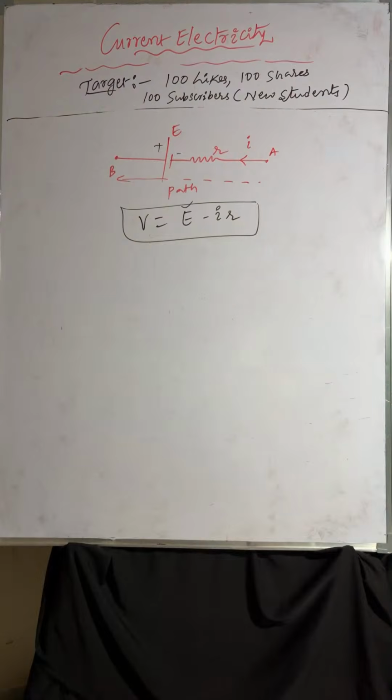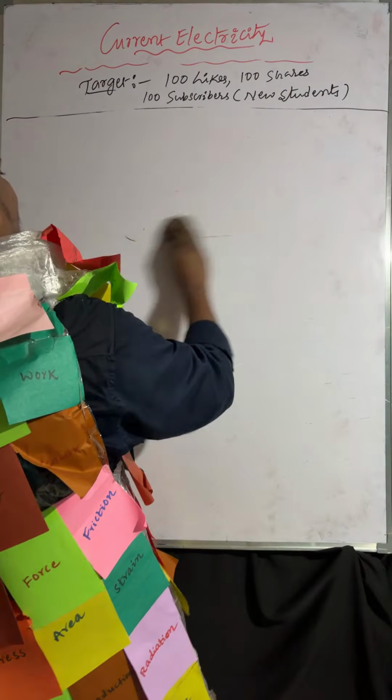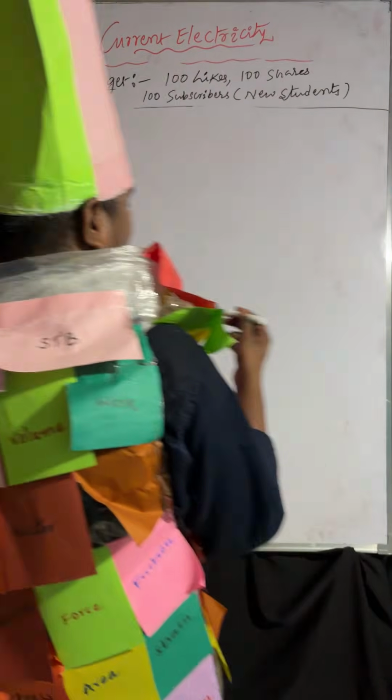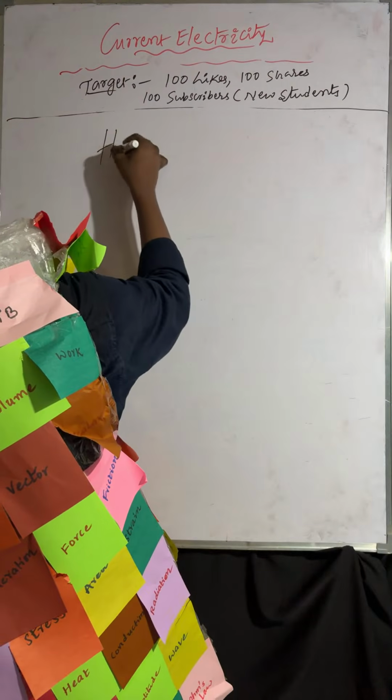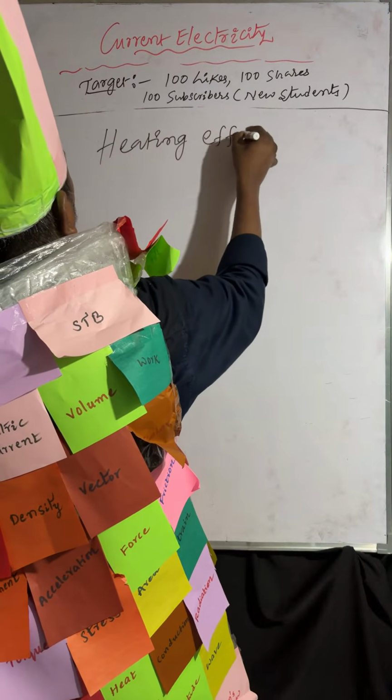Next is the combination of cells, after the heating effect of electric current. The combination of cells is nothing but grouping of cells. So next, heating effect of electric current; after that, combination of cells. Heating effect of electric current.